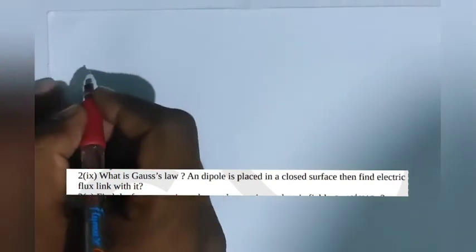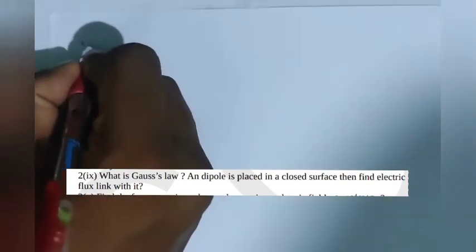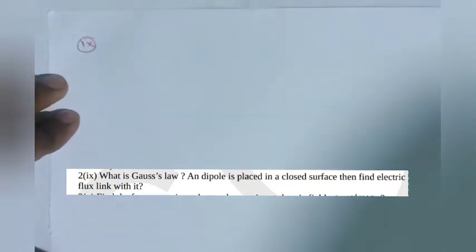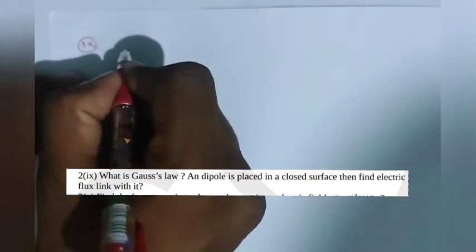Question number is IX. So what was the question? The question was, what is Gauss law, and if a dipole is placed in a closed surface, then find the electric flux linked with it. So first we shall write the statement of this Gauss law.